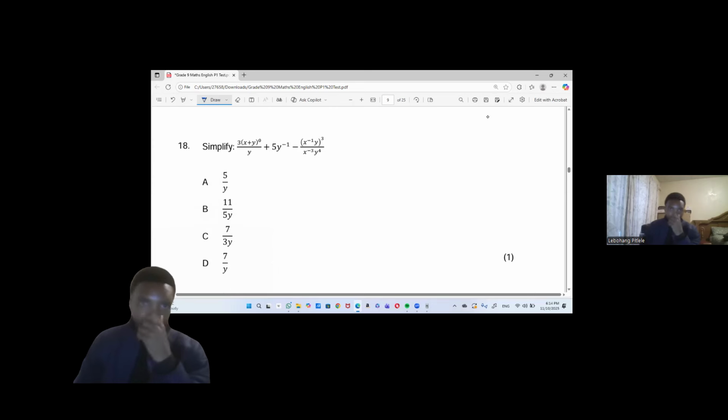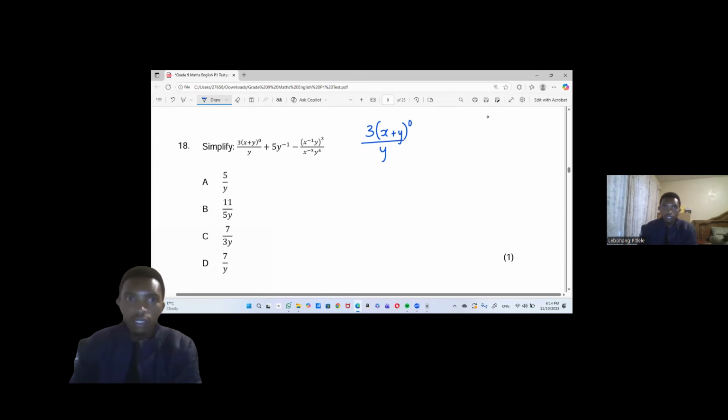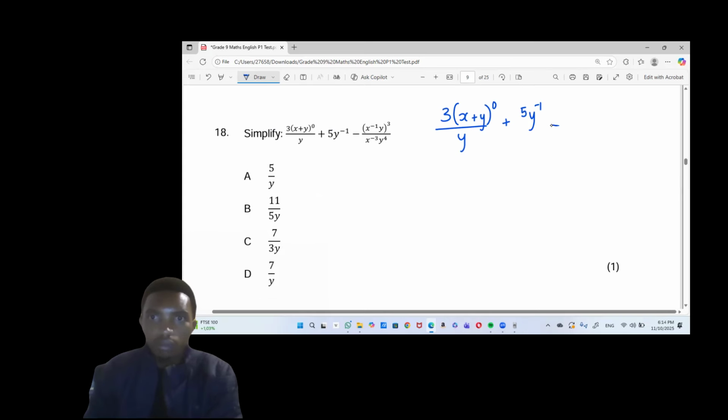And then here we have another one. We are given 3x plus y exponent of 0, over y, plus 5y exponent of 1, minus x exponent of 1 y, close bracket, exponent of 3 x negative 3 y exponent of 4.